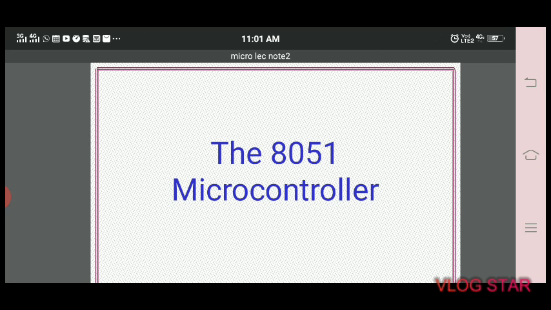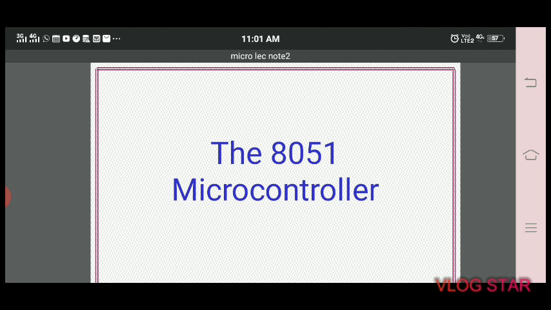Today let me talk about the microcontroller. First we have to know what a microcontroller is. A microcontroller is a small computer, or a microcomputer. It is used to execute a specific task with all the components of a microprocessor. So here the microcontroller is acting as a mini computer or a small computer.